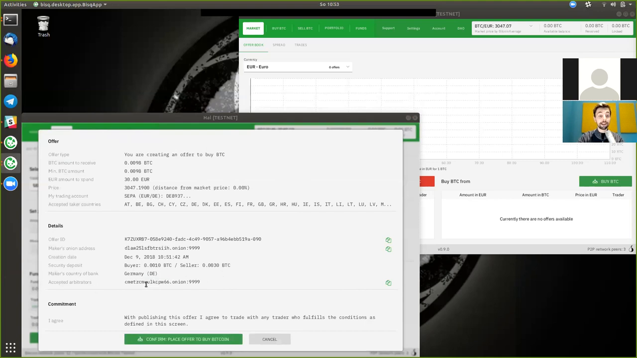And this here is extremely important, what comes next. You are committing to this trade. This is a private contract between free individuals, and never break a private contract, because that is theft. So you agree here that with publishing this offer, I, Halfinier, agree to trade with any trader who fulfills the conditions as defined in this screen. So anyone, regardless who accepts this proposed offer, I, Halfinier, will accept as a trading partner. And when I confirm this, I confirm and sign the private contract.